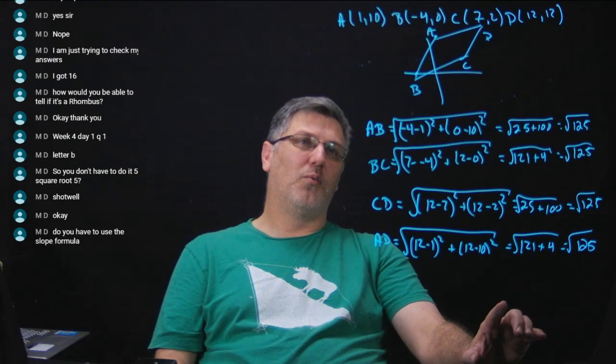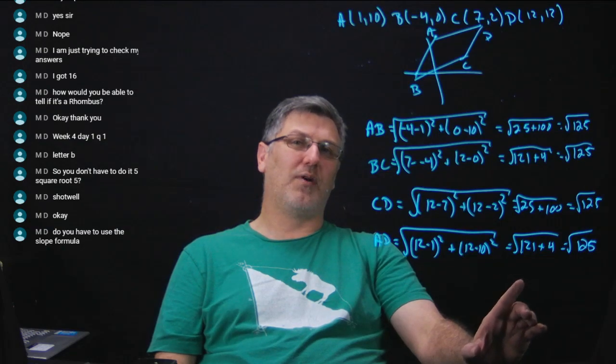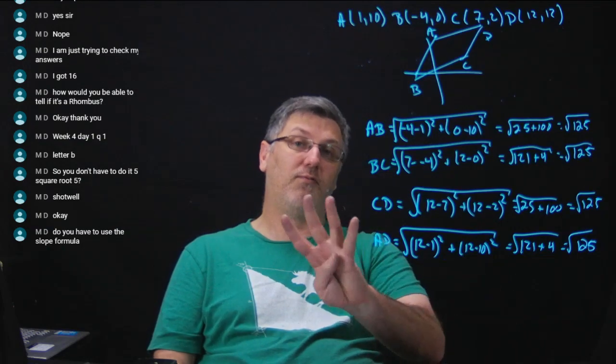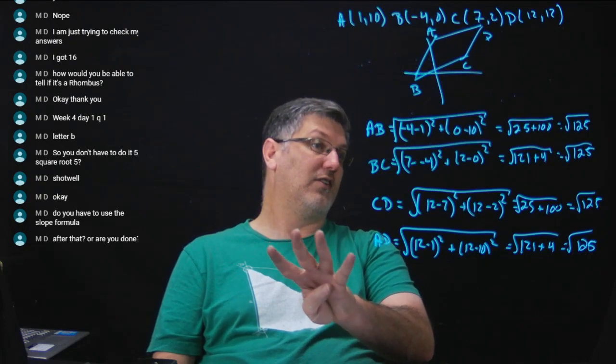You don't have to use a slope formula on this one because we're not talking anything about angles. For it to be a rhombus, it only has to have 4 congruent sides. That's it.